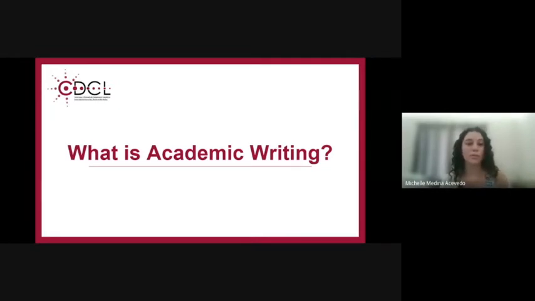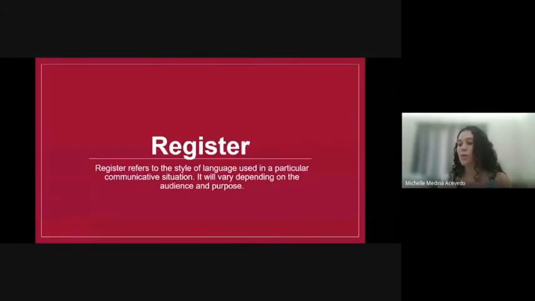So we're going to be talking about three specific categories, and the first is register. So academic writing is characterized by being formal. And formal is directly related to register, and register refers to the style of language that we use in a particular communicative situation, and it will vary depending on the audience and purpose. So these two things are very important, the audience and the purpose. Before we start to write, we have to ask ourselves, who is our audience? And in an academic setting, our audience is probably our professor or our instructor and their classmates.